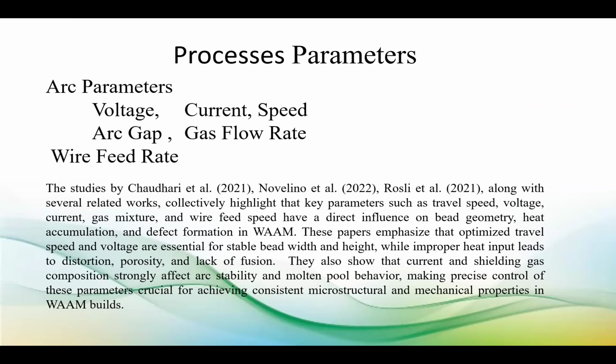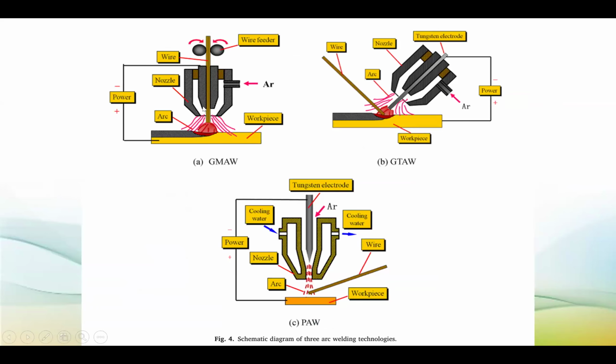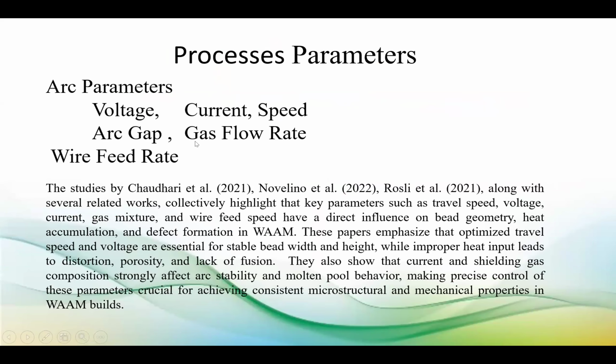The arc gap, the distance between the substrate and the torch, is the next parameter. And normally in all these processes, there will be an inert gas. In this schematic diagram, you can see nozzles. Through those nozzles, an inert gas will be supplied, and the use of this inert gas is for keeping an inert environment during melting. So the fourth parameter is the inert gas flow rate.